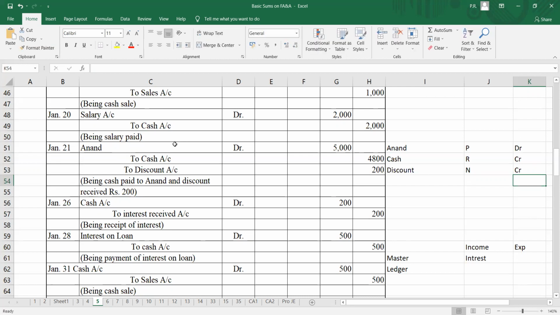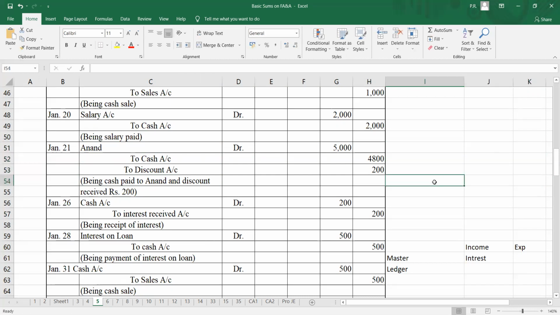So now my entry comes to Anand account is debited by rupees 5000. We have cleared him off by 5000. How? By paying him cash of rupees 4800 and receiving discount of rupees 200. So it's Anand account debit to cash account, to discount account. And the narration is being cash paid to Anand and discount received rupees 200.